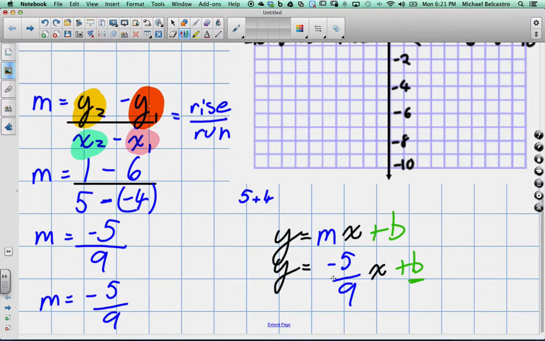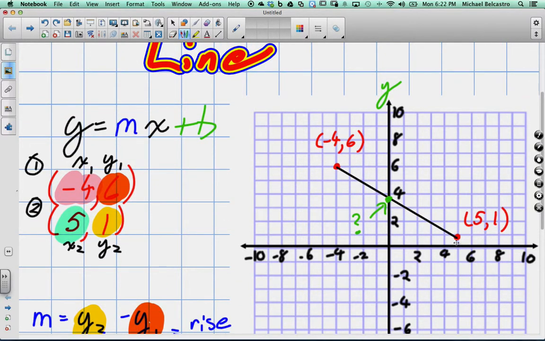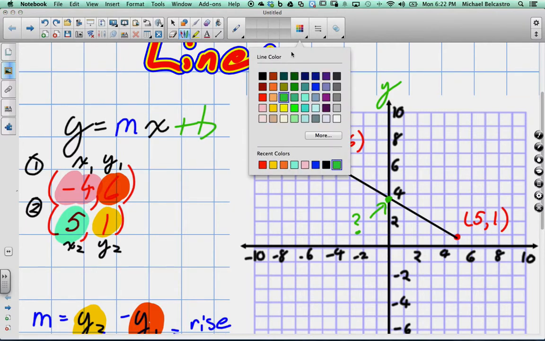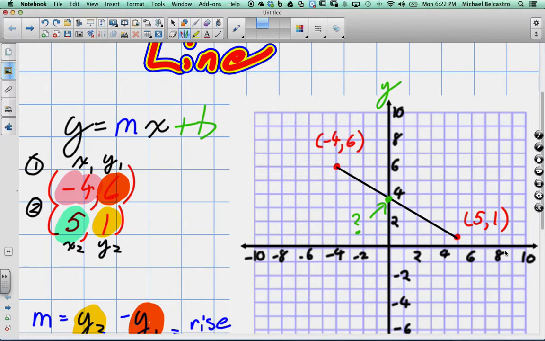I have two other letters, an x and a y. Well, if I can find an x and a y on this line, I can plug those values in to solve for b. And I've already found an x and a y on this line. So which one would you like to use? Which set of ordered pairs? It doesn't matter. (5, 1). Let's use (5, 1).